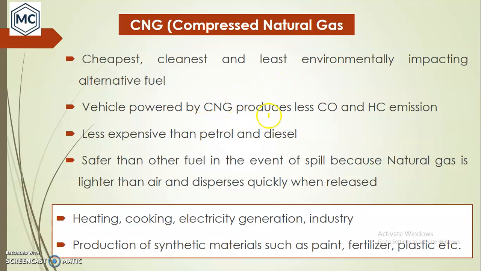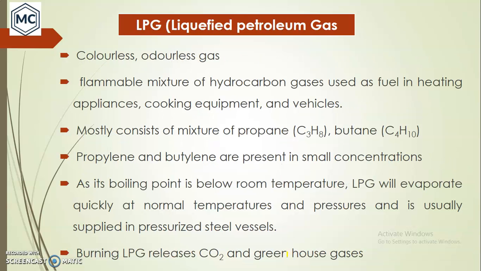A vehicle powered by CNG produces less carbon monoxide and hydrocarbon emissions, and it is less expensive than petrol and diesel, and is safer than other fuel in the event of a spill because natural gas is lighter than air and disperses quickly when released. It is used in heating, cooking, electricity generation, and industry. It is also used in the production of synthetic materials such as paint, fertilizers, and plastic, etc.